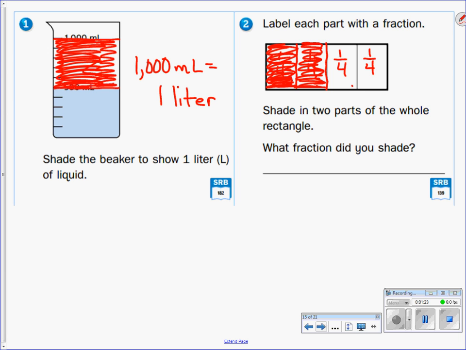Okay, and what fraction did you shade? So I shaded 2/4, which can be written like this, or the fraction version of it, 2/4, and we know that 2/4 is equal to 1/2, okay?